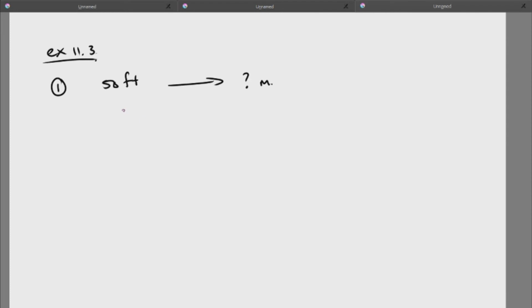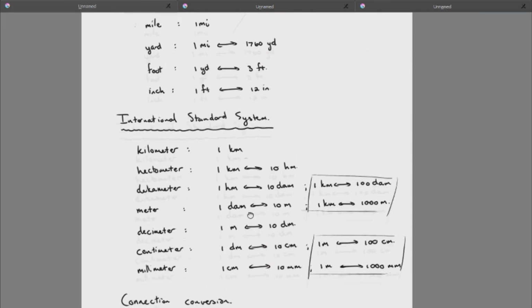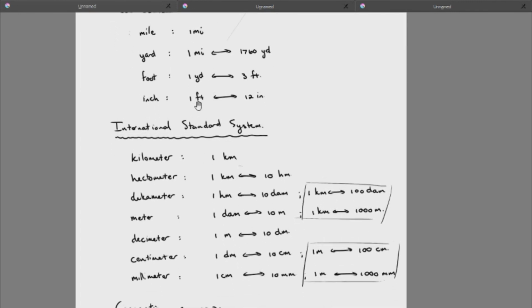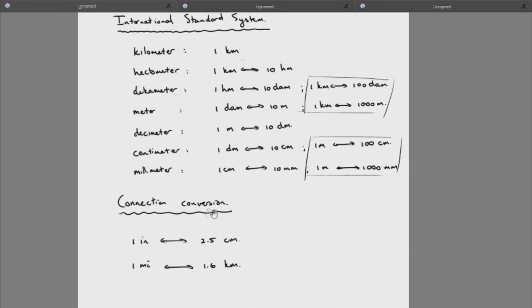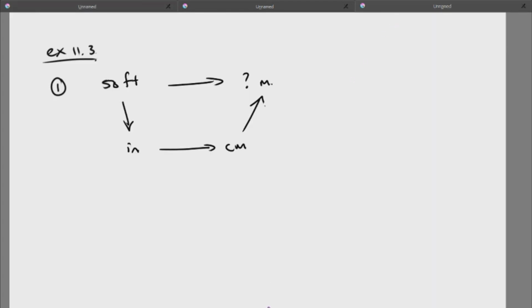So how can I do it? I'm going to have to go feet to inches, inches to centimeters, centimeters to meters, based on the table that I have. Right? I'm sort of stuck with this. I can go feet to inches. I can then connect the two systems with inches to centimeters and then centimeters to meters. Everyone happy with that plan? It's not that bad. That's how I have to do it if I don't have Google.